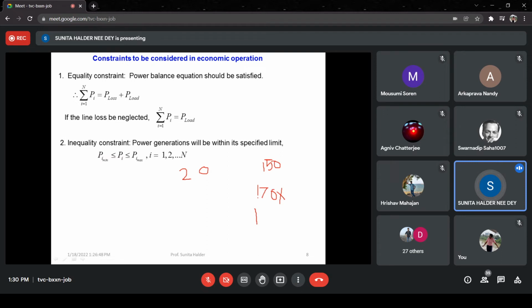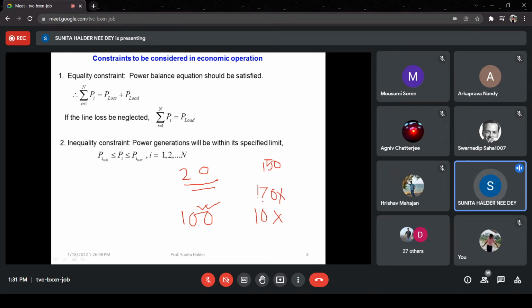Some economic generation schedule is suggesting that 110 megawatt generation for this particular generator will be economic. But this will not be possible because its minimum generation is 20 megawatt. Some schedule is suggesting that 100 megawatt generation will be economic for this generator. It will be accepted because it is within the maximum and minimum limit of the generation.